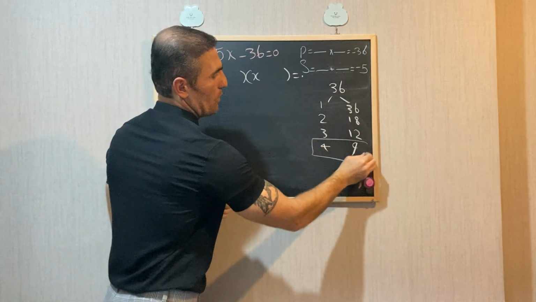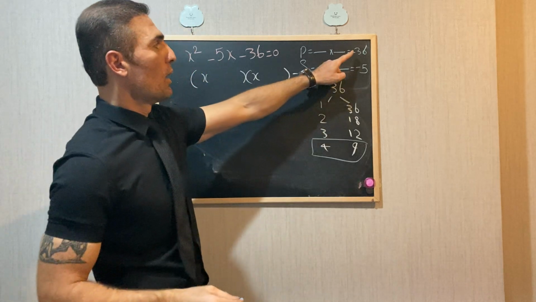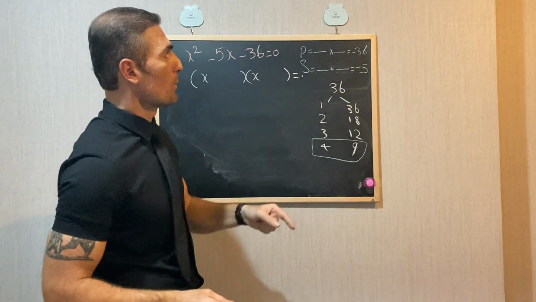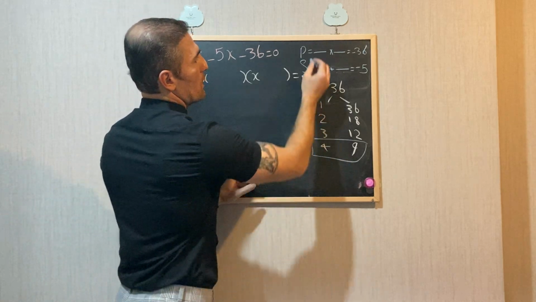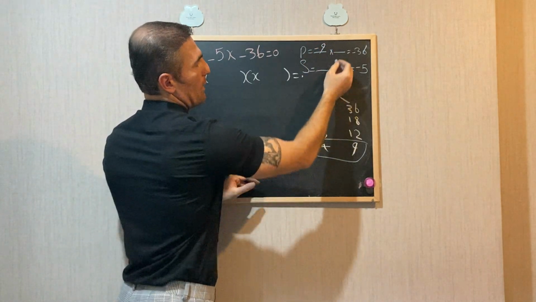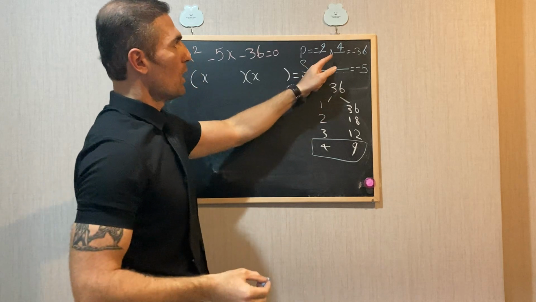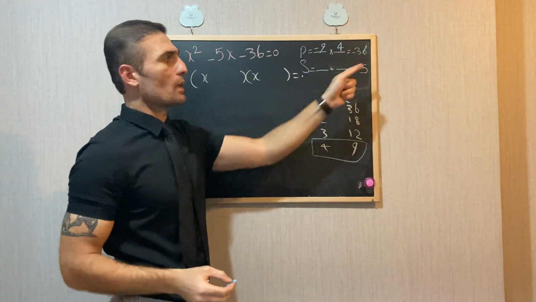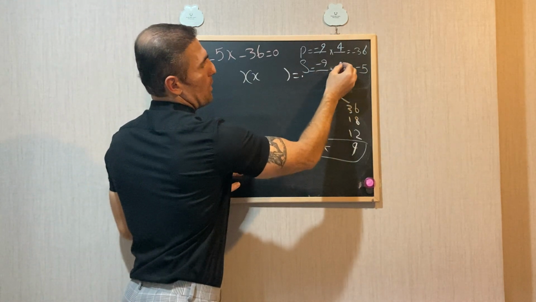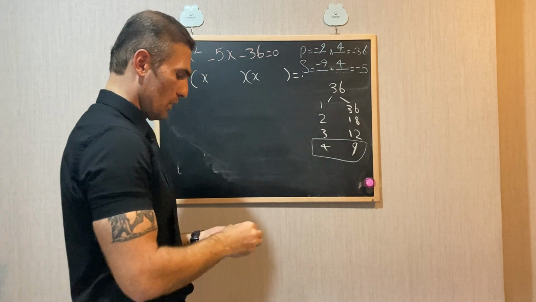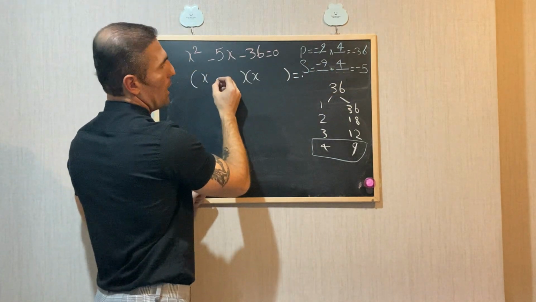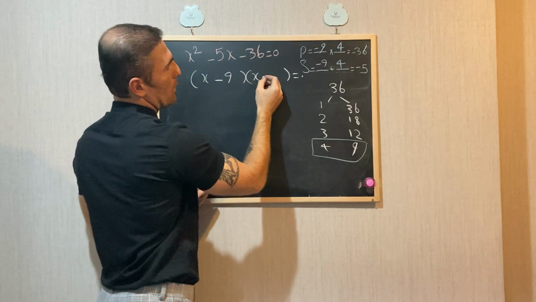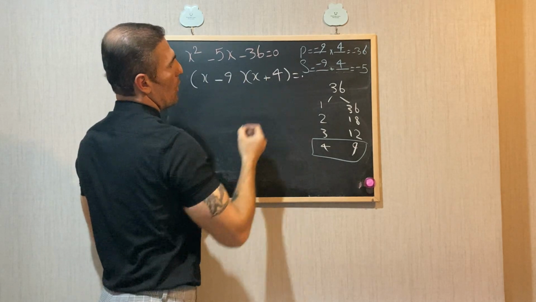4 and 9, you are going to use them, but be careful about the sign. I want to use negative 9 and positive 4. Negative 9 times 4 equals negative 36. Negative 9 plus 4 equals negative 5. Therefore, these two numbers are our answer, negative 9 and positive 4.